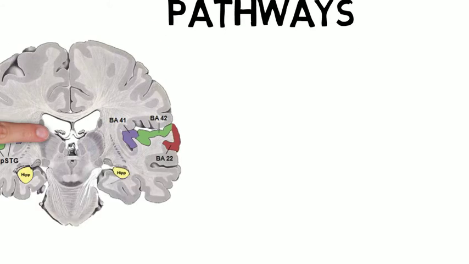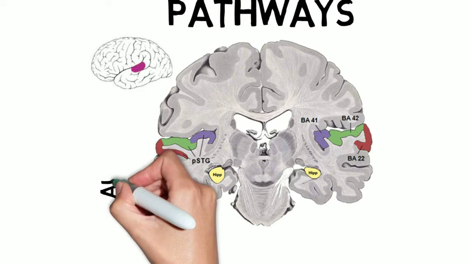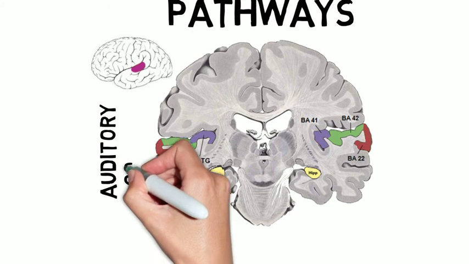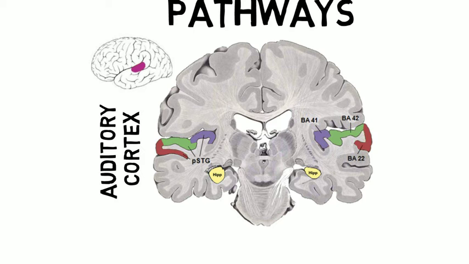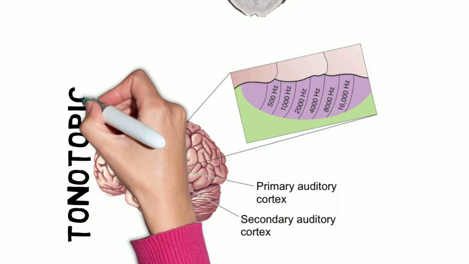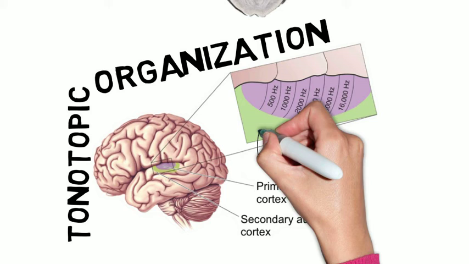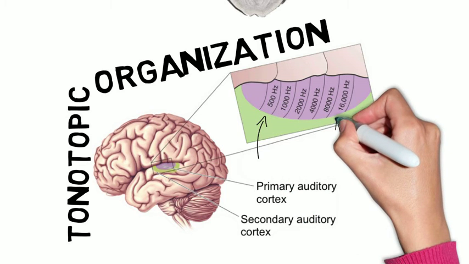The primary auditory cortex is found in the posterior superior temporal gyrus and includes Brodmann areas 41 and 42. Brodmann area 22, which contains Wernicke's area, is also involved in auditory processing. The primary auditory cortex has a tonotopic organization. Lower frequency sounds are mapped more anteriorly, and higher frequency sounds are mapped more posteriorly.